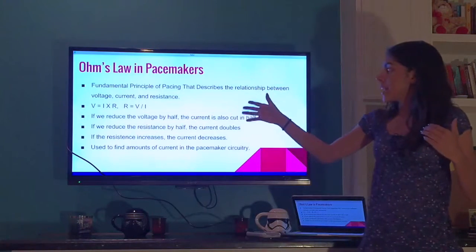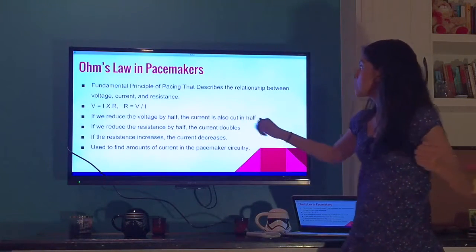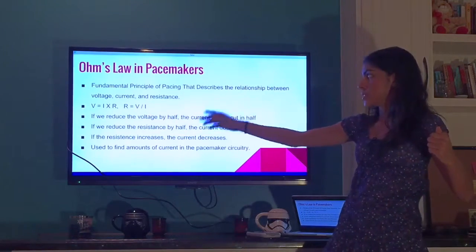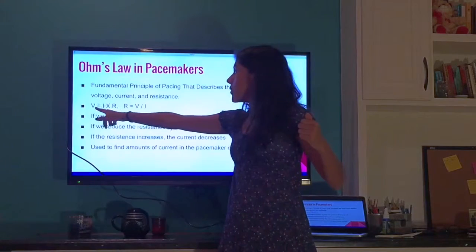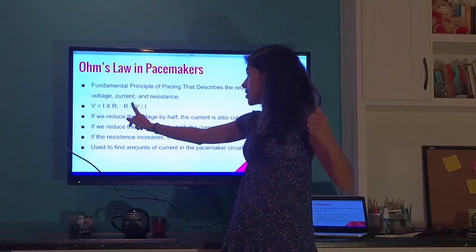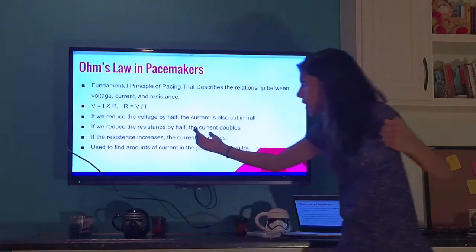So the key concept again is Ohm's law, as Helen said. It's a fundamental principle describing the relationship between voltage, current, and resistance. In its simple form, V equals IR. Voltage is equal to the current times resistance, which can be derived to R equals V over I.